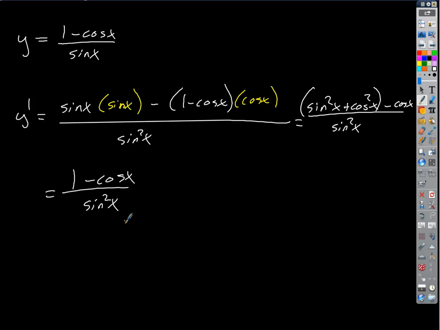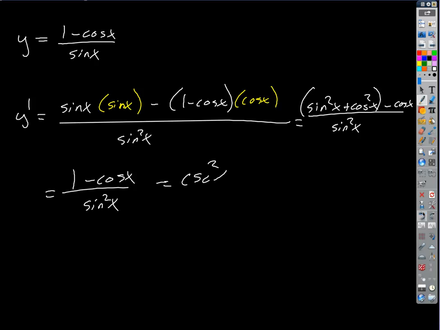Okay, could I write that, and that's fine, could I write that in terms of composite trig functions? What if I split my denominator? So I get 1 over sine squared x, which is cosecant, good. Cosecant squared x minus cosine over sine squared. What's that?